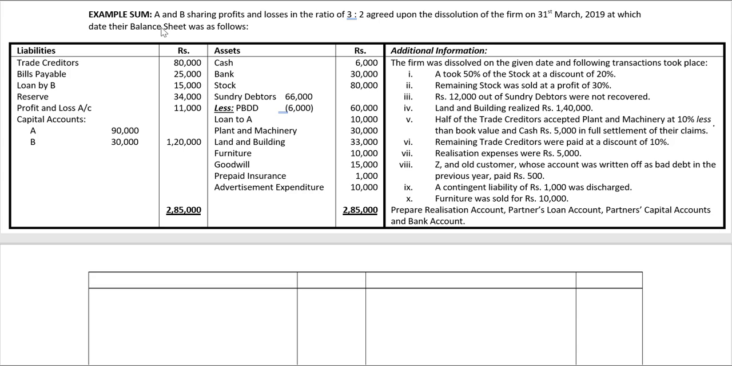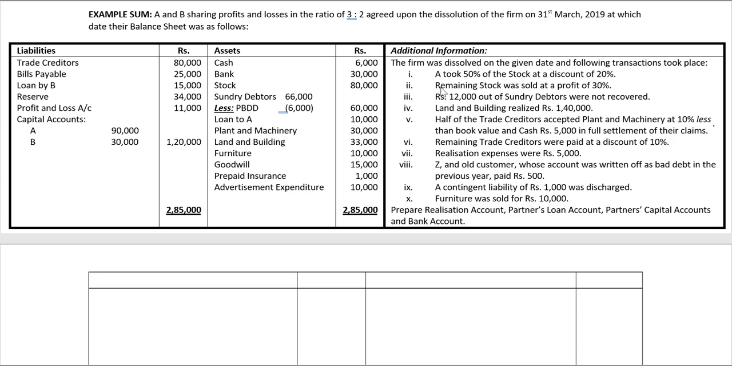Example sum: A and B sharing profits and losses in the ratio of 3:2 agreed upon the dissolution of the firm on 31st March 2019, at which date the balance sheet was as follows. To the left of the screen, we have the balance sheet given. On the right, additional information. The firm was dissolved on the given date and the following transactions took place.